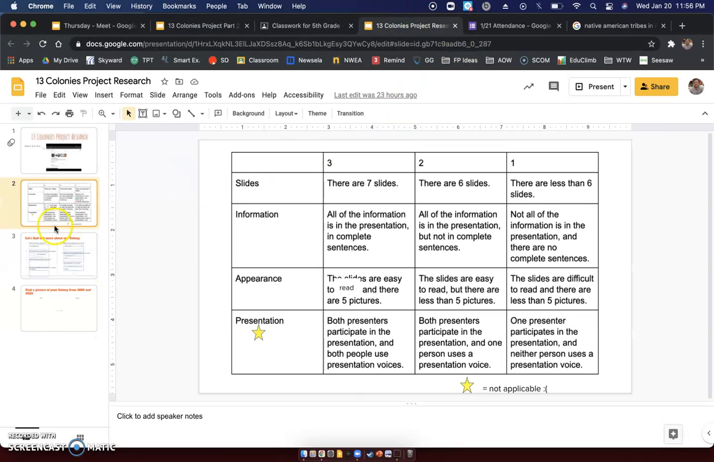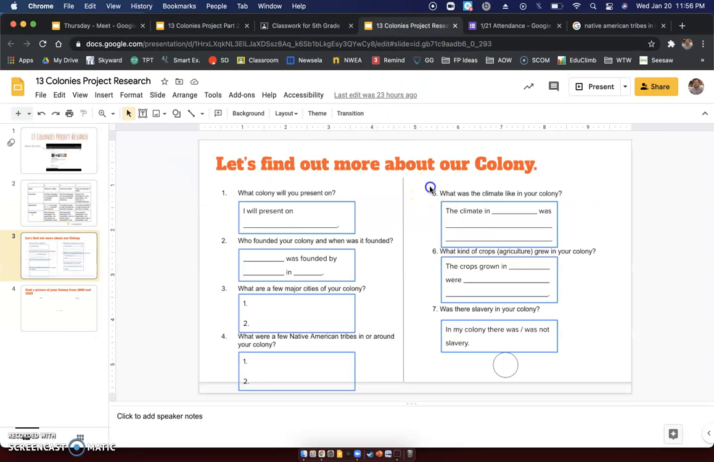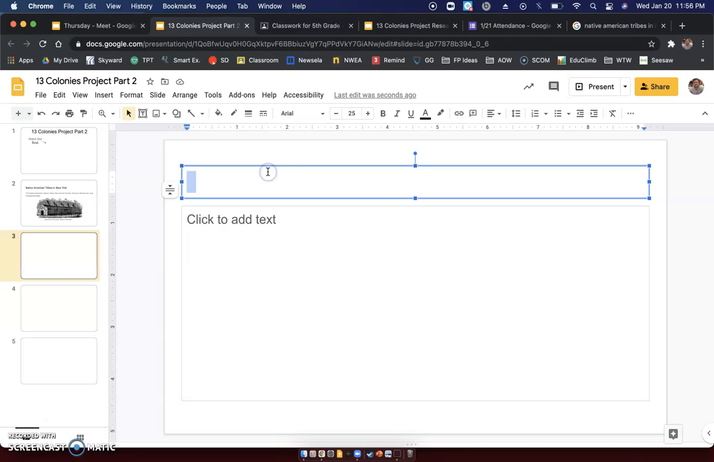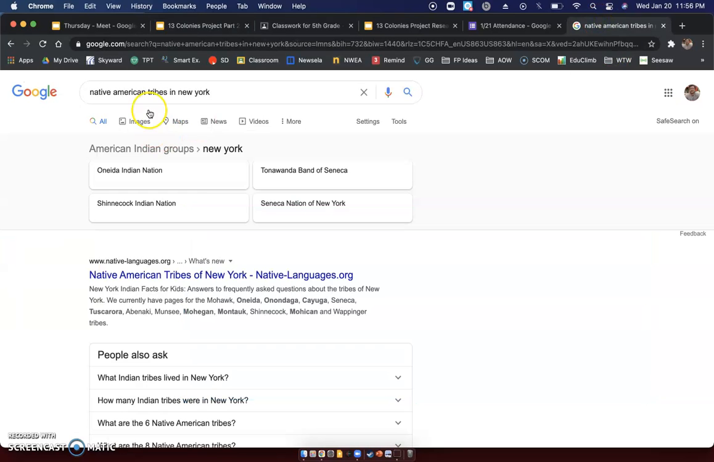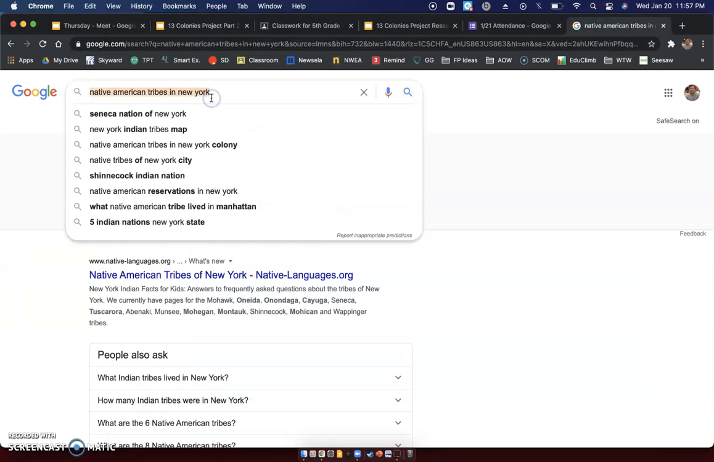Look at slide number 5. What was the climate of your colony like? So go here. The climate. Okay. Climate of New York colony. All right, let's check it out here. Climate.